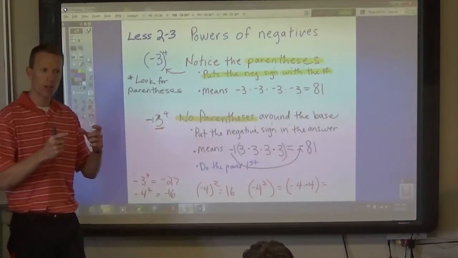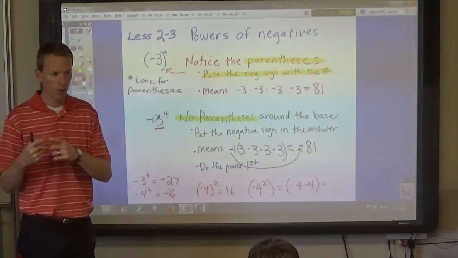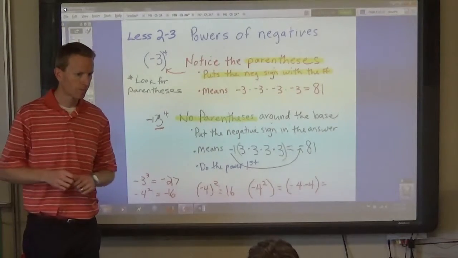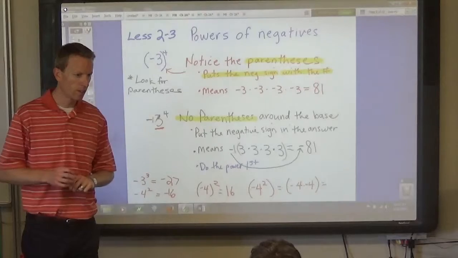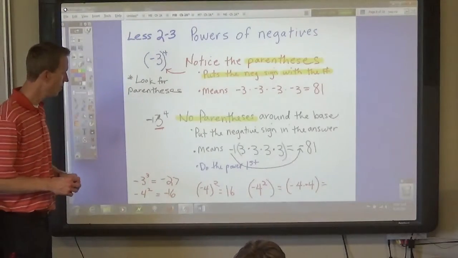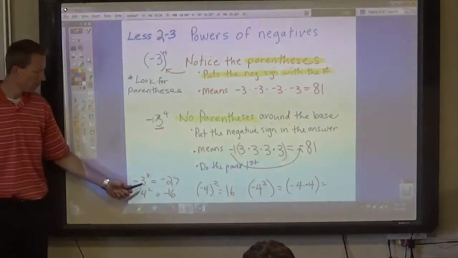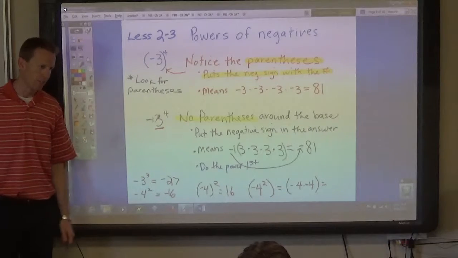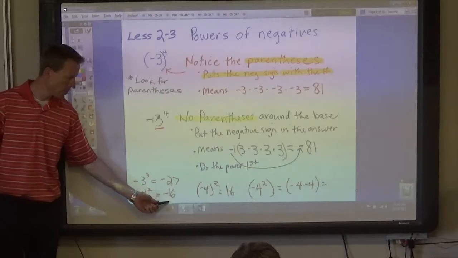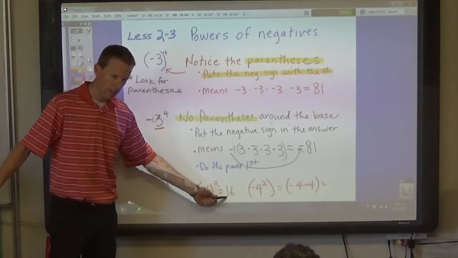In order to decide whether or not we use a negative with the power or just the number with the power, how do you know? What do you need to look for? Parentheses. Yep. So, does this one have parentheses? No. So that is negative. Does this one have parentheses? No. So the answer is negative. Does this one have parentheses? Yeah. So the answer is positive.